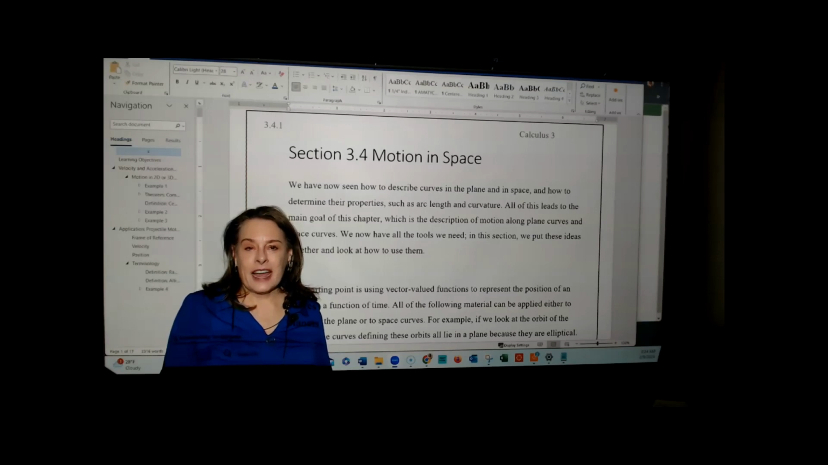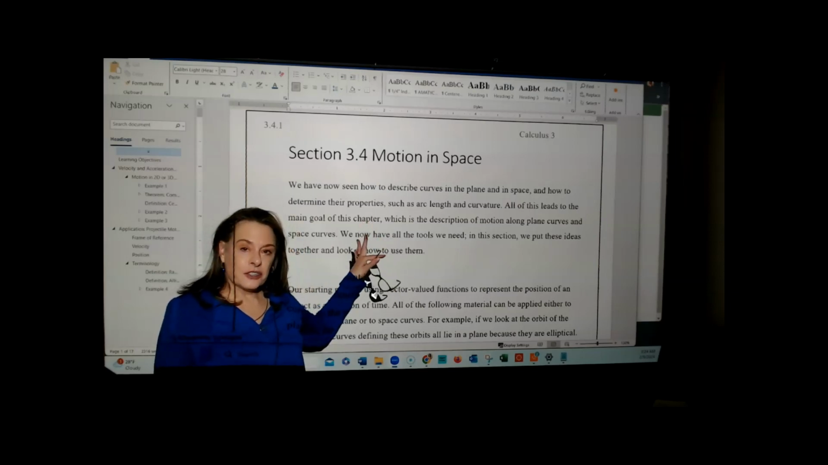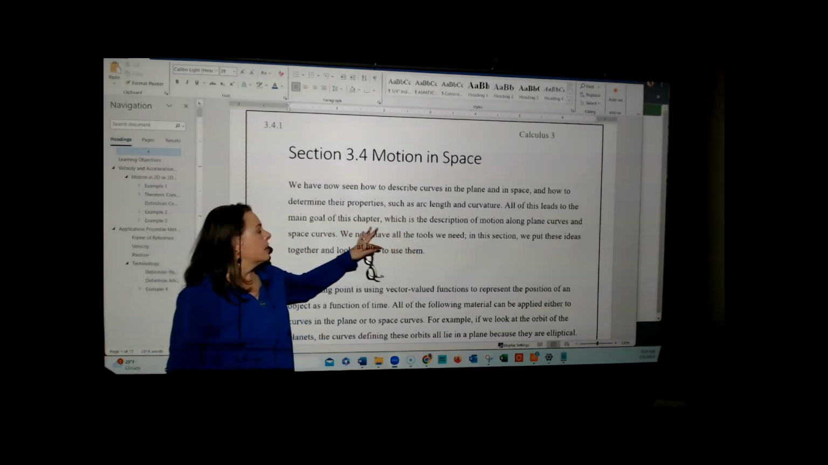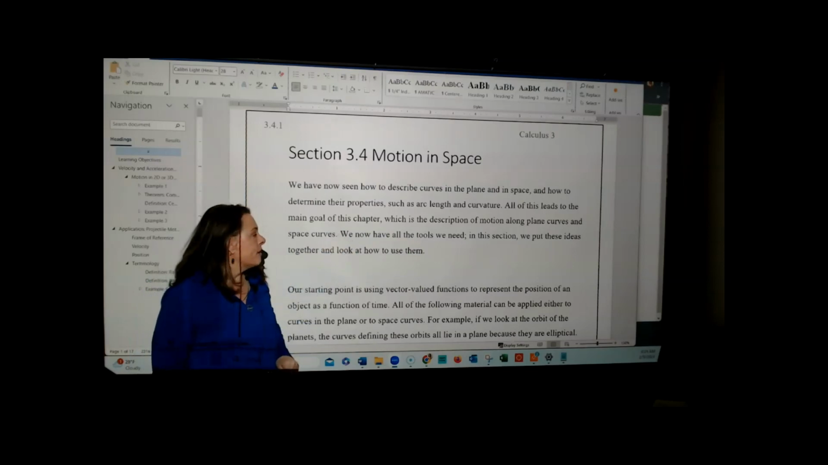We're ready for the last section out of chapter 3. In this section, we talk about motion in space. Now, we've already described how to find arc length and curvature. We've been looking at calculus with vector valued functions.